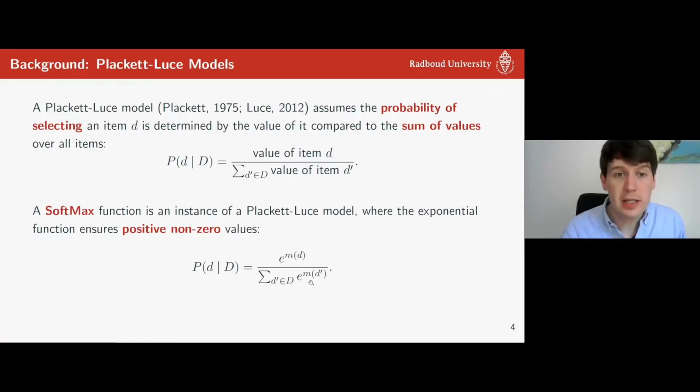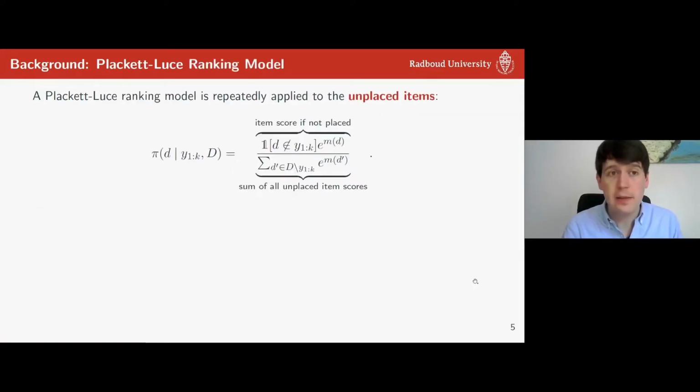Now, this isn't a ranking model yet. To make it a ranking model, we have to apply it repeatedly. So we're going to repeatedly apply this softmax model, this Plackett-Luce model, to the unplaced items. We're first choosing one item, then we're seeing what's left, and from that we're choosing the second item, and so forth and so forth. The formula we get is the following. The probability of policy pi choosing document d, given the ranking up to k, so the k items that have been placed so far, and the collection of items, is, well, here we have the value of the item according to the model, but we multiply it with an indicator function that indicates whether this item has not been placed already.